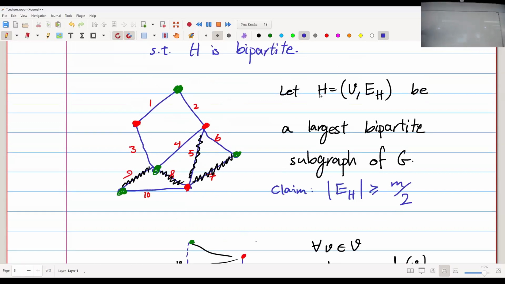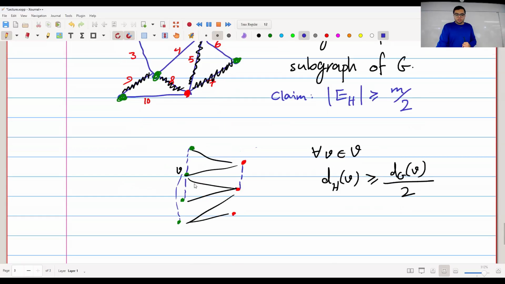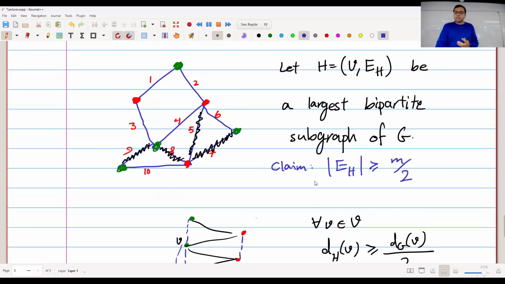I said H is the largest bipartite subgraph of G. Or if there are several, it's one of the largest bipartite subgraphs of G. Right? So this should not be possible. And this contradiction shows that the degree of V in H is at least half of the degree of V in G. Okay. But I want to talk about the total number of edges. How can I do that based on the degrees?